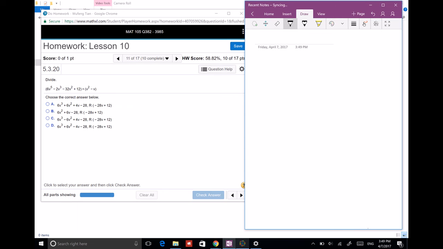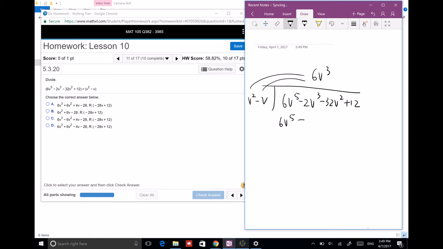Divide it again. We can use the same thing as long division like before. 6v^5 minus 2v cubed minus 32v squared plus 12, divided by v squared minus v. 6v^5, so we have to use 6v cubed. Multiply it, 6v^5 minus 6v^4. We don't have v^4, so we just keep it. So it's 6v^5 minus 6v^4 minus 2v cubed.